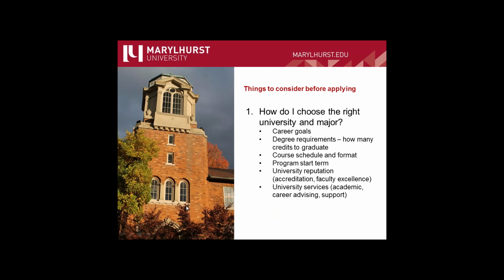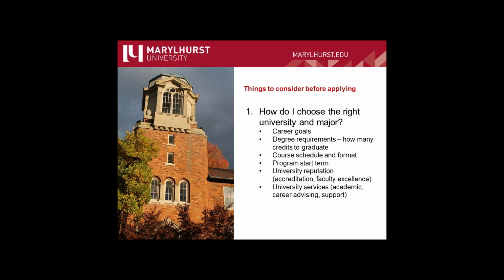So starting off with, things to consider before applying. You've made the decision to go back to school to finish your bachelor's degree, and there are some things that you should really look at when you're comparing universities. Start with really having clarity around your career goals. Why are you trying to go back to school? What is it that you want to accomplish? So you know what career path you want, and therefore it makes it easier to then consider degree programs that will get you to that career path.